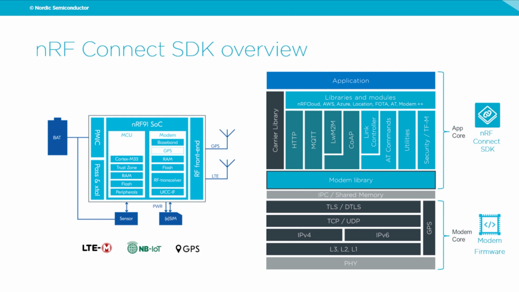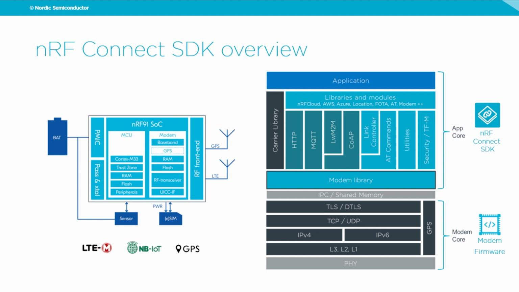On the right hand side we see the separation between the application core and the modem core. So let's begin with the modem core. Nordic Semiconductor provides a modem firmware for our customers, which is a binary file which is certified for different carriers. You have all of this inside the modem here. We have the physical layer, and the modem firmware supports the different layers, IPv6, IPv4, TCP, UDP, GPS, TLS, DTLS, etc. inside here.